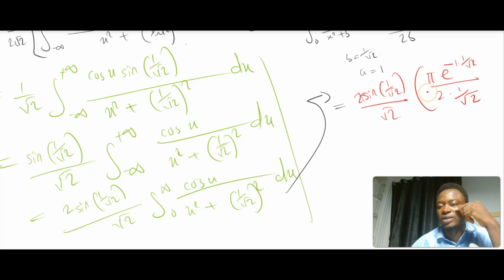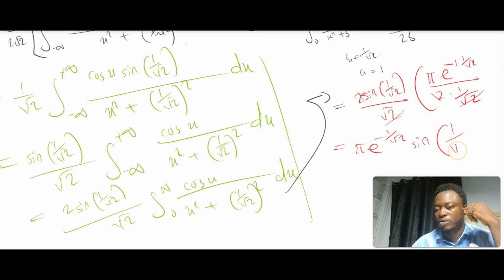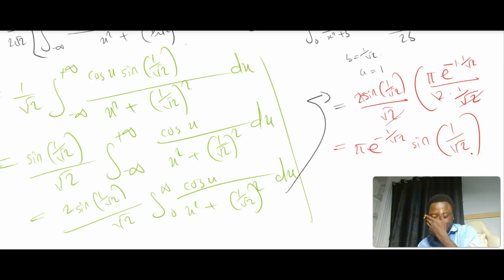So the 2's cancel out, and the square root of 2 and this square root of 2 cancel out. So you have pi e to the negative 1 over square root of 2 times the sine of 1 over square root of 2, and that is that. So we are done with the problem. Yes, so that is the official answer.